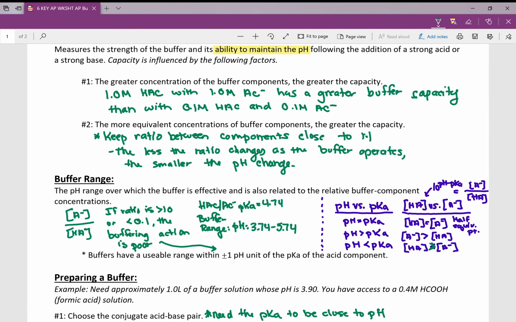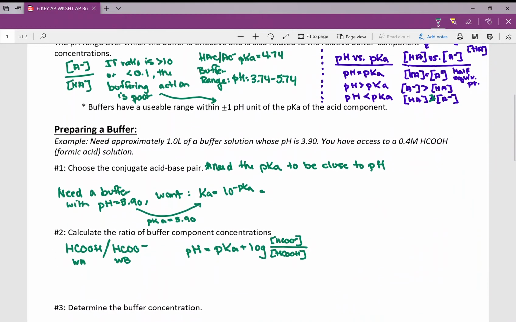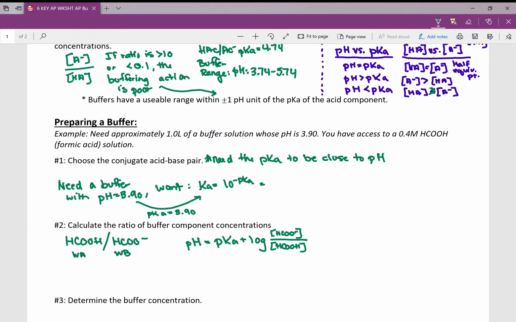All right, the next part that we're going to go over is, how do people prepare a buffer? What are things that they have to take into consideration? In this question, it says we need approximately 1 liter of a buffer solution that has a pH of 3.9, and we have access to a 0.4 molar HCOOH, or formic acid, solution. That's our weak acid. Now, in this one I'm telling you which one you're going to use. Usually you might be given 3 or 4 options and you have to pick which one you want. So say we didn't know that we only had the formic acid solution. What you want to do is you need the pKa to be close to your pH.